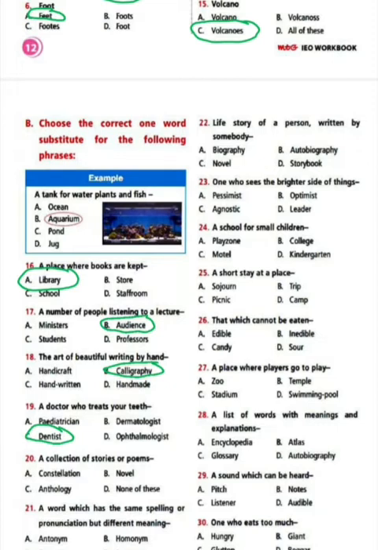Number 20 is a collection of stories or poems. Constellation, novel, anthology, or none of these. So here your correct answer will be anthology. Next is 21. A word which has the same spelling or pronunciation but different meaning.